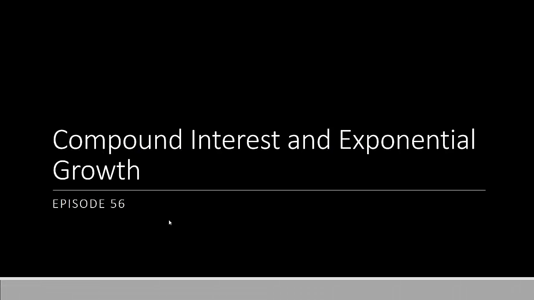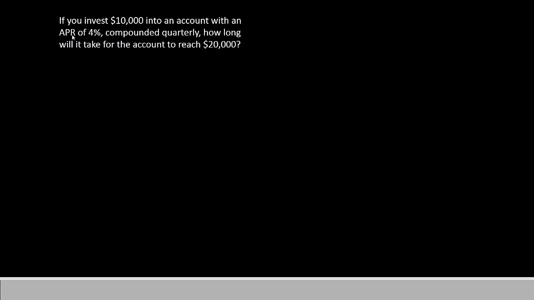Hello there once again, welcome to episode 56. In this episode, I'm going to show you how to work an exponential growth problem using the concept of compound interest. Let's get started. Our problem today says if you invest $10,000 into an account with an APR of 4% compounded quarterly, how long will it take for the account to reach $20,000?